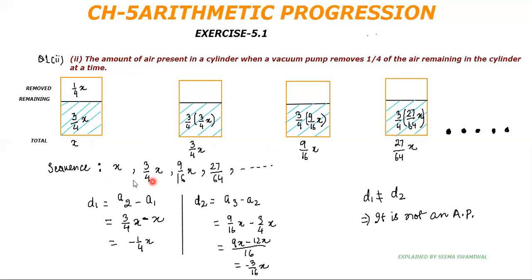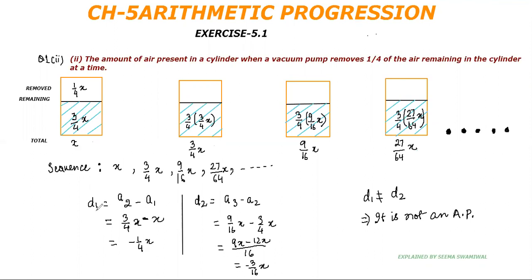So all these terms, the total present in the cylinder every time, will make the terms of this sequence. The first term will be X. The second term will be 3/4 X. The third term will be 9/16 X. The fourth term will be 27/64 X, and so on. Now we have to see whether this sequence is an AP or not.